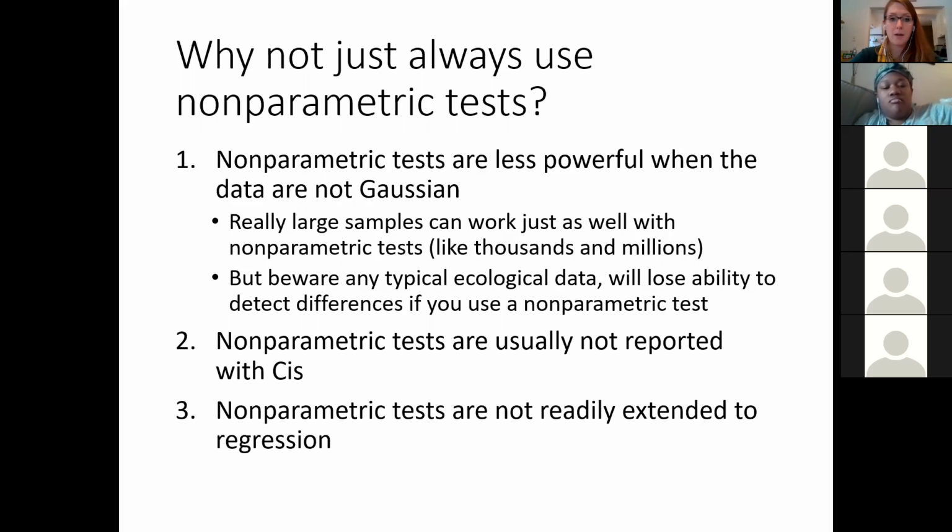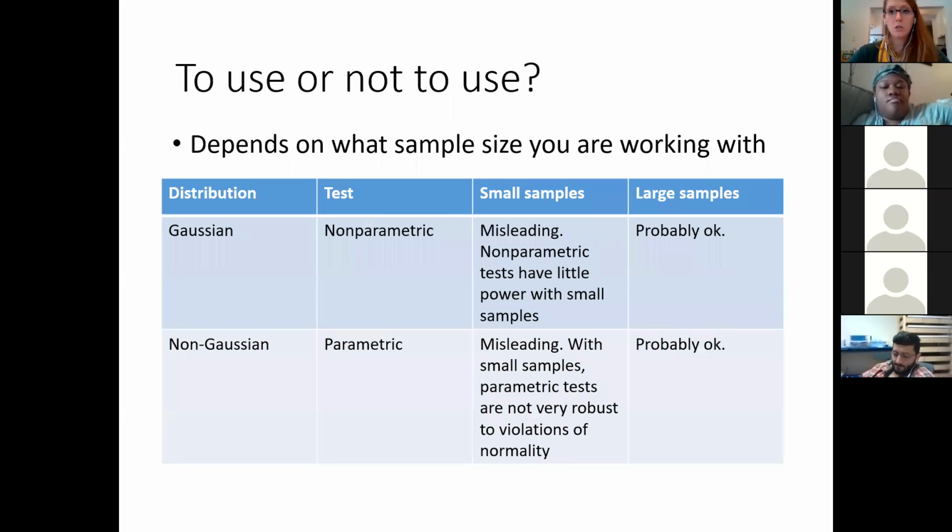And again, like I said, non-parametric tests are not readily extended to regression, so that's a downfall of them. So to use or not to use, here's a breakdown of what you can think of. If your distribution is Gaussian, so it is normally distributed.